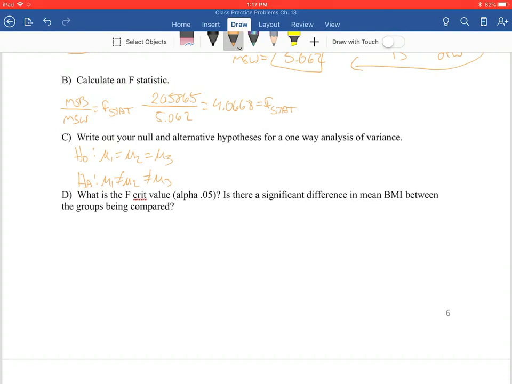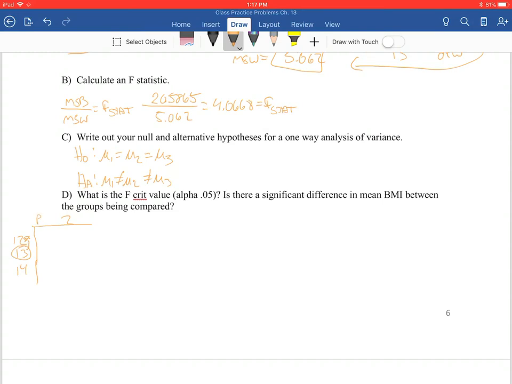Part 4 says, what is the F-crit value? So the F-crit value is the value at which this group becomes significant. Is there a significant difference between the BMIs between the groups being compared? So we go to the back of the book, which is divided by our degrees of freedom in the numerator and by our degrees of freedom in the denominator. Our degrees of freedom in the numerator was 2, so we find 2 at the top, and on the side we're going to find 13. If you go to the back of the book, you'll see that it goes from 12 to 14 degrees of freedom, and we don't have a 13.